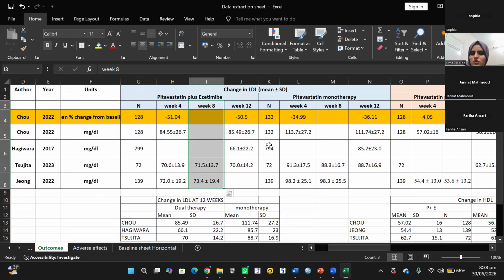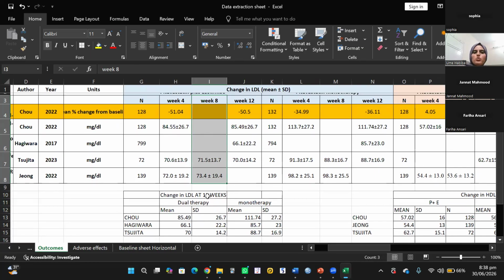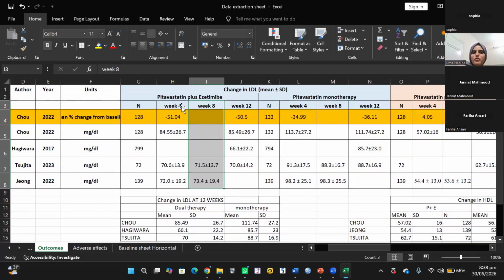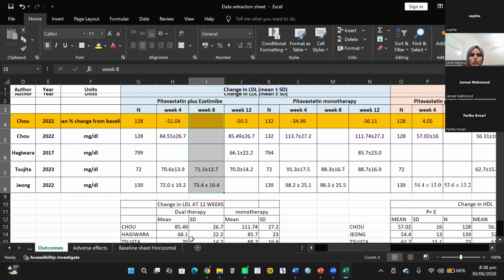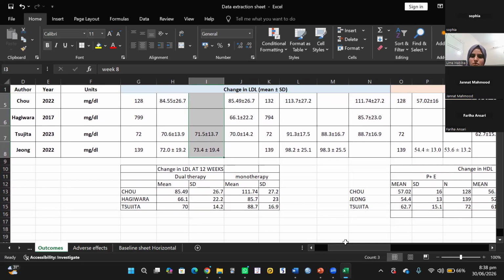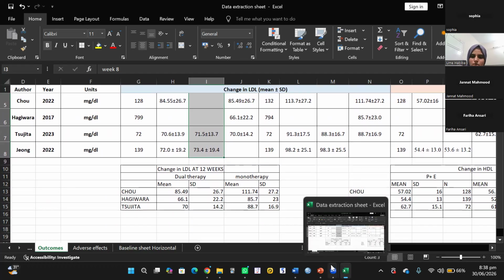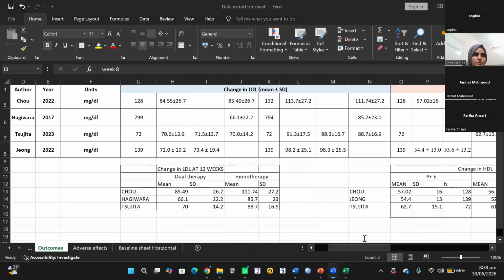I can analyze, right? So what I'm going to do is make a new table, a separate table for week 4 and a separate for week 12 like this. I'll just write change in LDL at 12 week or 8 week. I'll make two headings under it for dual therapy and monotherapy, and then I'll separate the values of mean from standard deviation for me to easily copy paste into Revman, right? And I'll just take the values from above and either paste them or type them, right? So use a lot of common sense here. I hope I was clear.